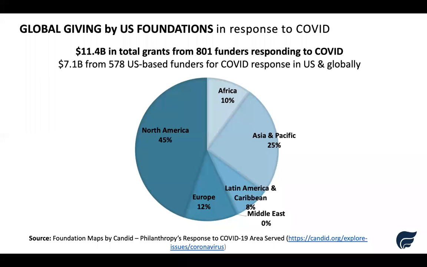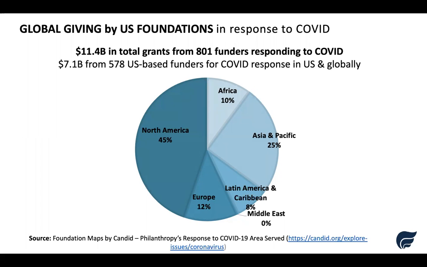Something that's notable is that usually when we look at overall giving internationally by U.S. foundations, about 25% flows to sub-Saharan Africa. In this case, we're seeing a much smaller percent flowing to Africa because the impacts have been very different there. And usually a much lower percent flows to Asia of overall giving by U.S. foundations, only about 18%. So we're definitely seeing an increase there.